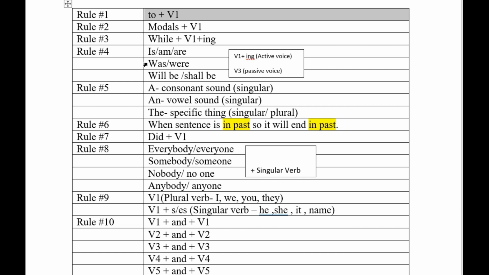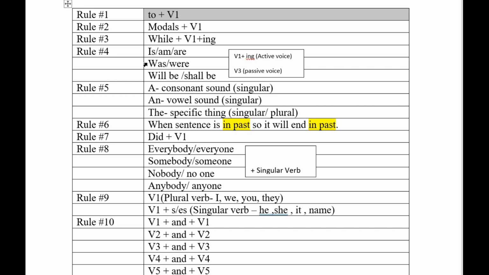Rule number 5 says articles. A and the. A will come before any consonant sound and the subject will be singular. An will be following any vowel sound, but the subject should be singular. If we are talking about any specific thing, whether it is singular or plural, we will be applying the.